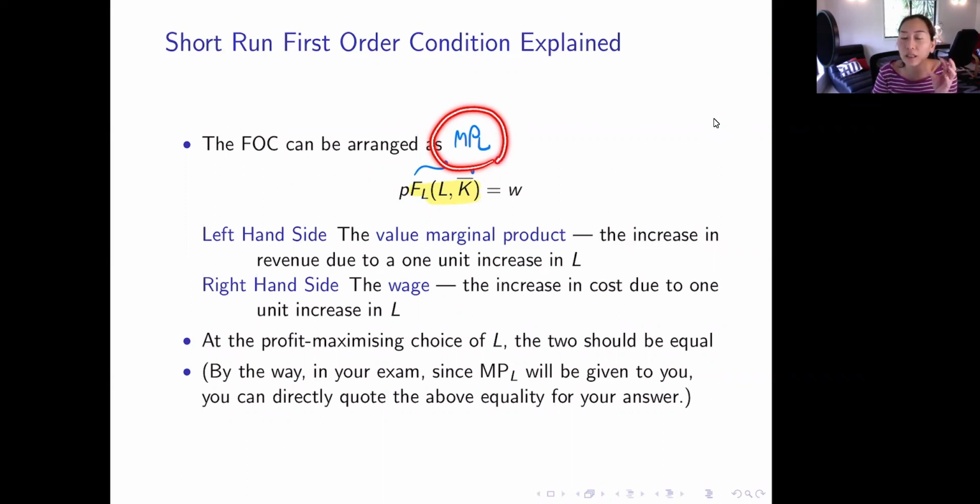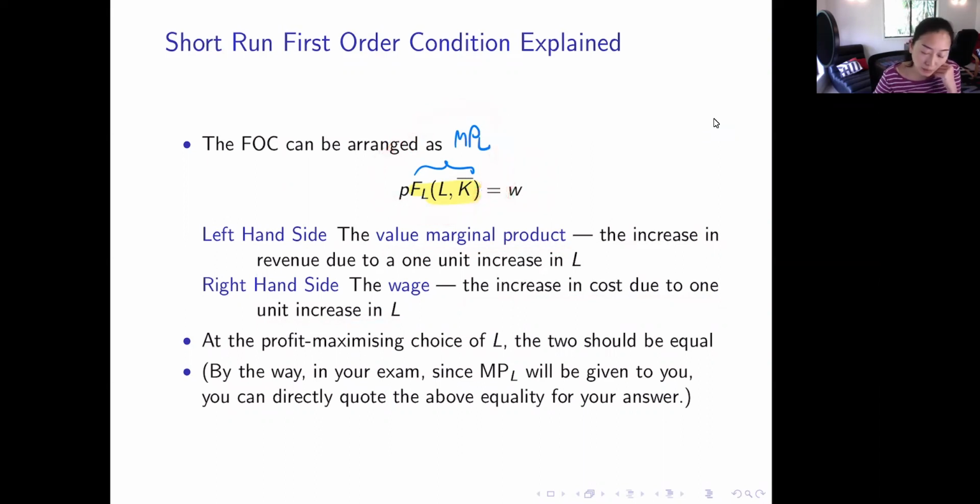So that extra units of output produced by this unit of labor, you multiply by P, because you can sell those extra units of Q in the marketplace. You obtain the value, times P. So that is the value of the marginal product. This is the left-hand side, P times MPL. And the right-hand side is the wage, or the increase in the cost due to 1 unit increase in L. There are many ways to interpret this relationship.